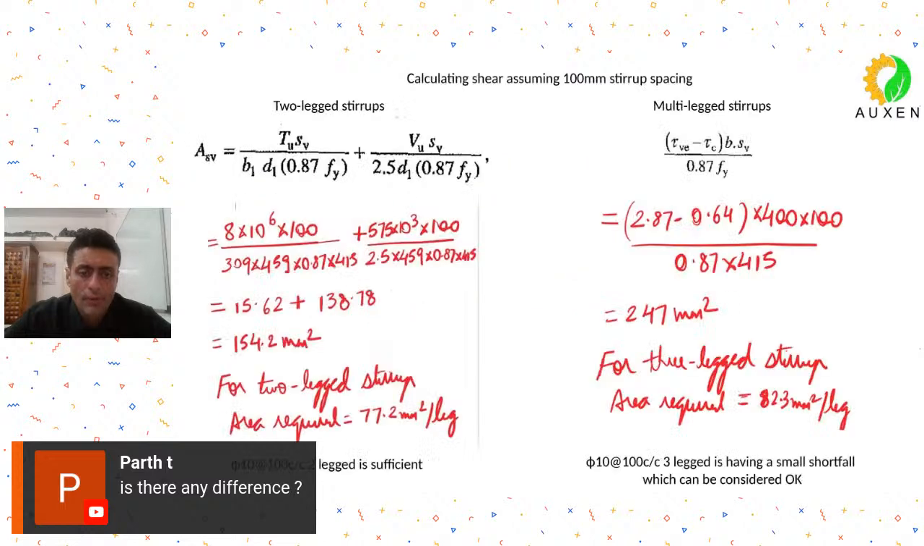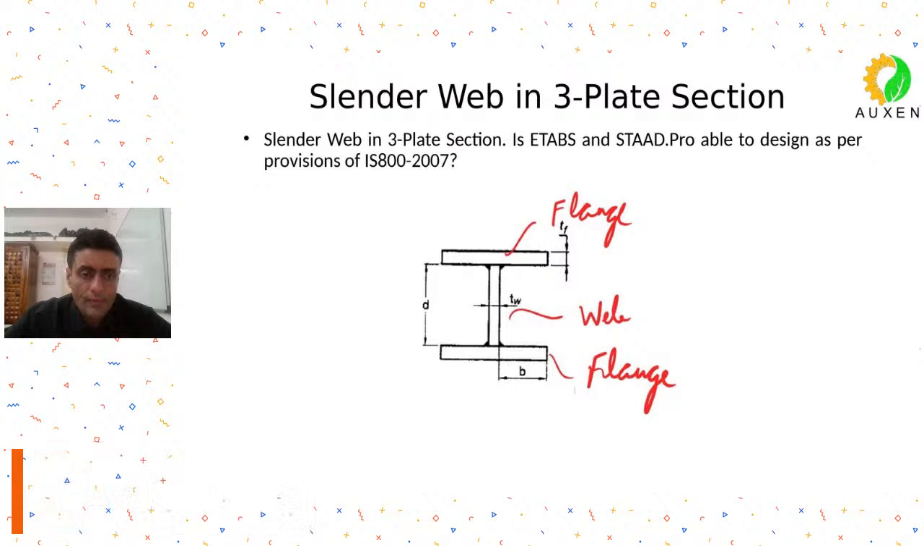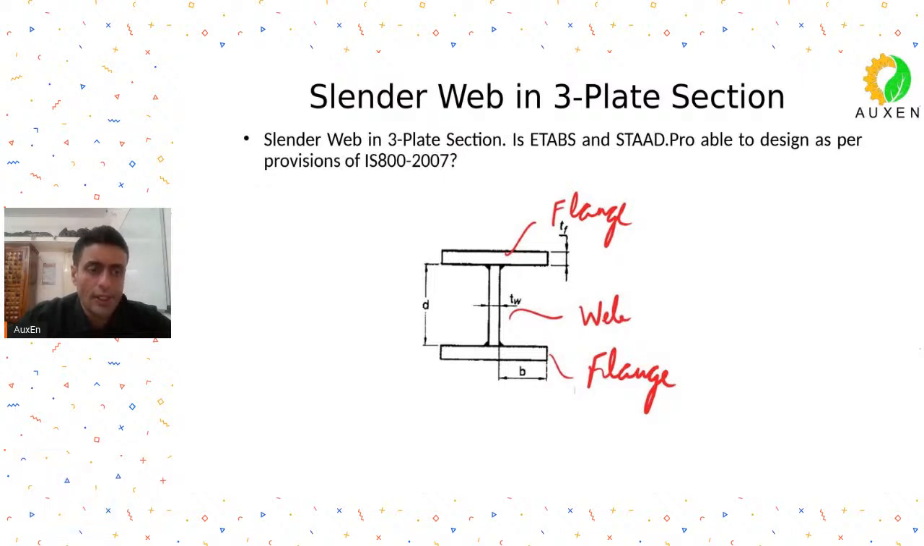Now there is one more problem that I would like to discuss, and that is the situation. So this is now a problem from structural steel. The first problem was from RCC design. This second problem is from structural steel design as per IS 800 2007.